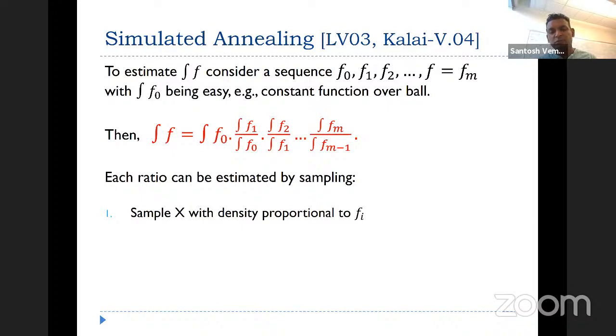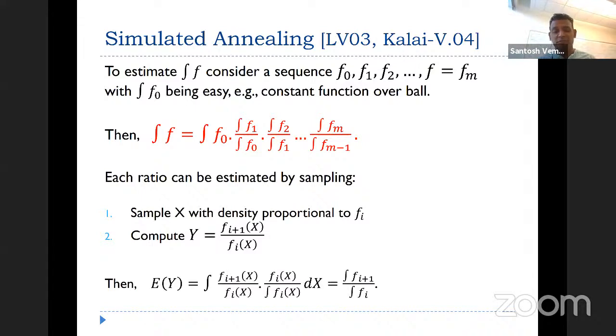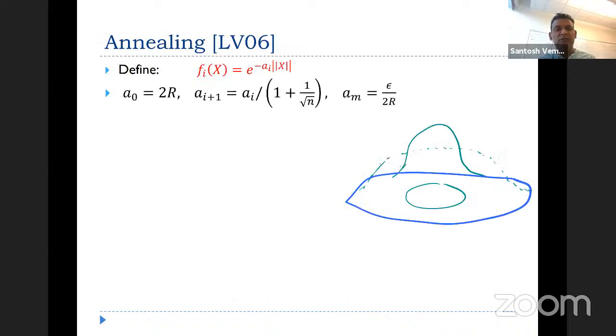Now, how do you estimate the ratio of two integrals? Well, we sample a point with density proportional to the function in the denominator. And then our estimator is just the ratio of the densities at that point. This is the classical statistical method, and its expectation is exactly the ratio of the integrals. So you sample a point according to the function in the denominator, look at the ratio of the densities, and what you get back in expectation is the ratio of the integrals. So now the question is, what functions should we use, and how long will this take?